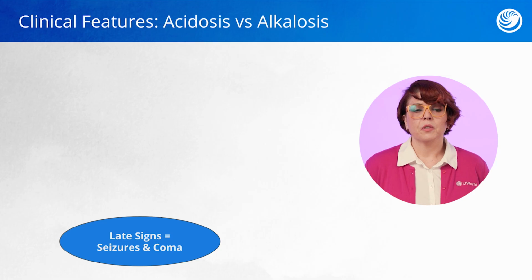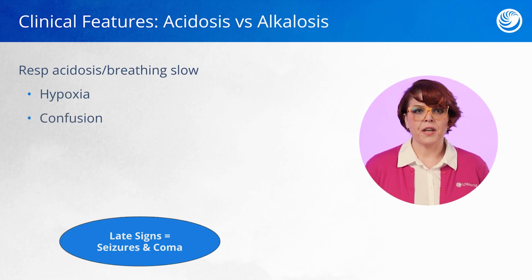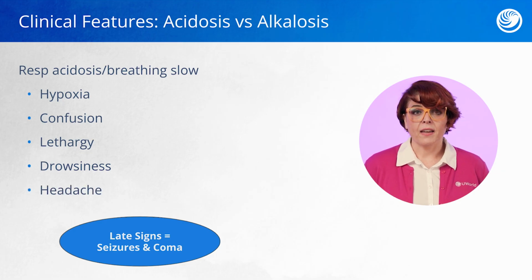Let's compare the clinical features of acidosis, which is hypoventilation, versus alkalosis, which is hyperventilation. Respiratory acidosis, breathing slow. If I'm breathing slow, I'm going to be holding in more CO2, which means my patient's going to be hypoxic. Now think of hypoxia, you're thinking of confusion, agitation, lethargic, drowsy. They may even complain of a headache.